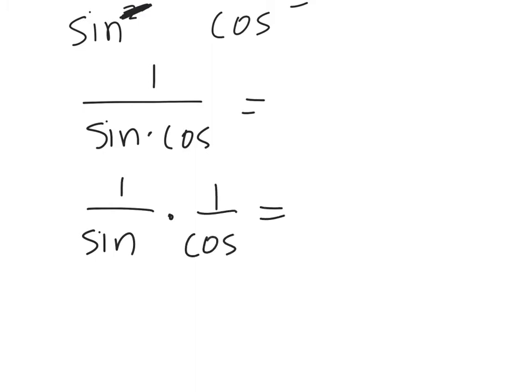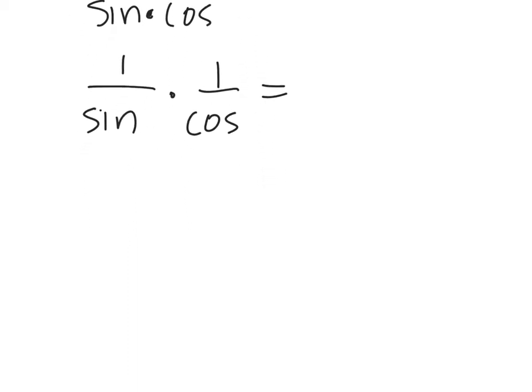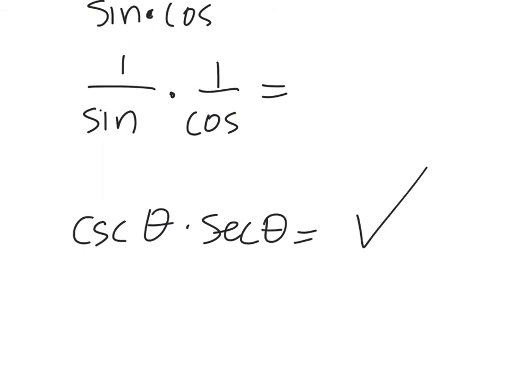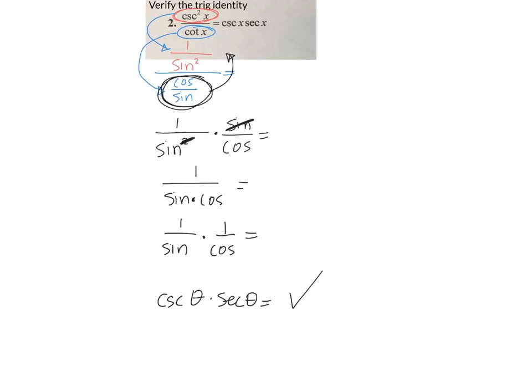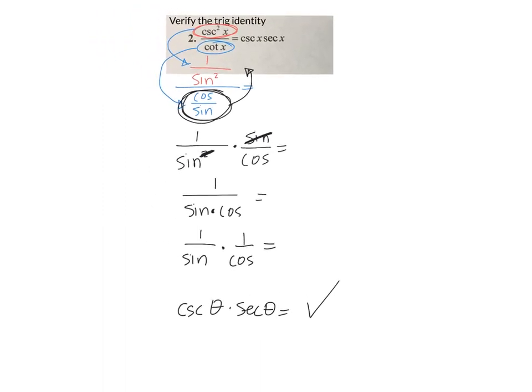I can split this denominator into 2 separate fractions, which is very advantageous because 1 over the sine is also known as the cosecant, and 1 over the cosine is also known as the secant. And I believe that's exactly what we wanted our problem to be: cosecant times secant. So by rewriting everything in terms of sine and cosine, and then employing some of these algebraic strategies of multiplying by the reciprocal, I am able to verify this trigonometric identity.